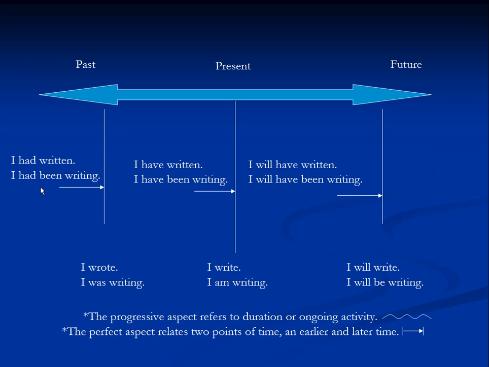Welcome to the second part of the verb tense videos. Here you'll see a timeline and we have vertical lines coming down from the present, the past, and the future. And below each of those lines you will see a simple form of each of those tenses. A simple past, I wrote; a simple present, I write; and a simple future, I will write.